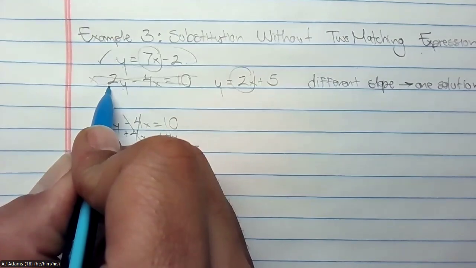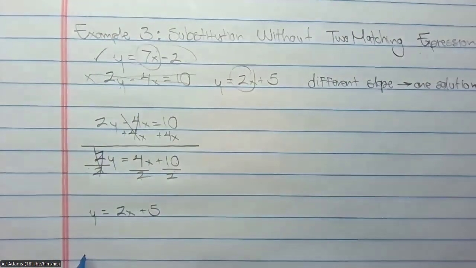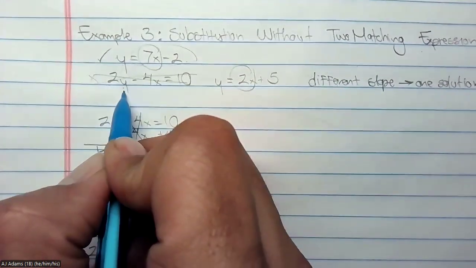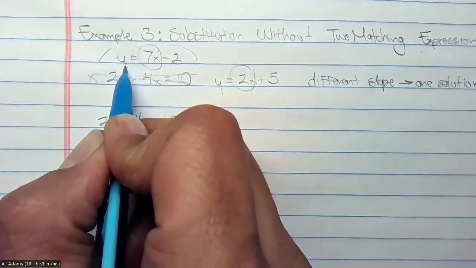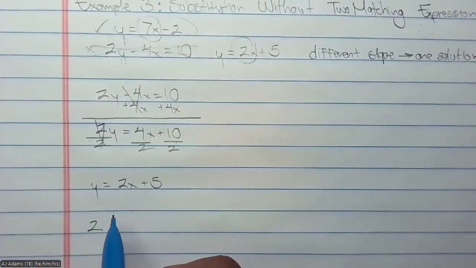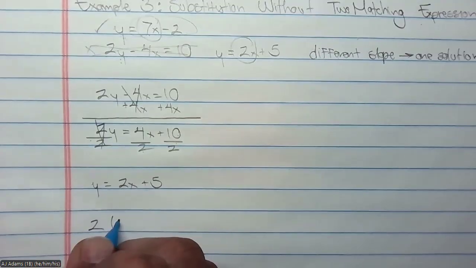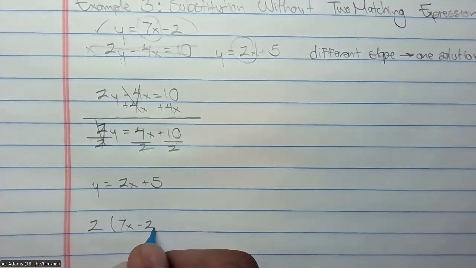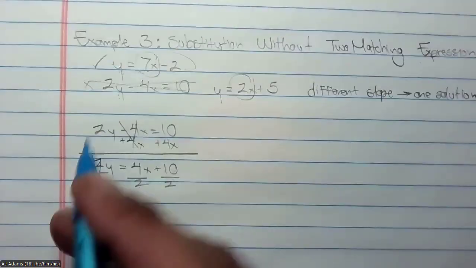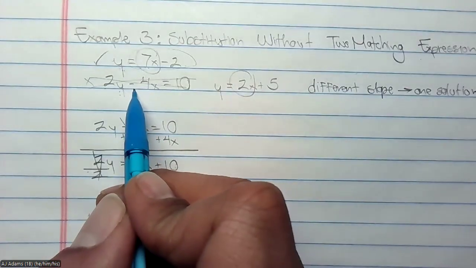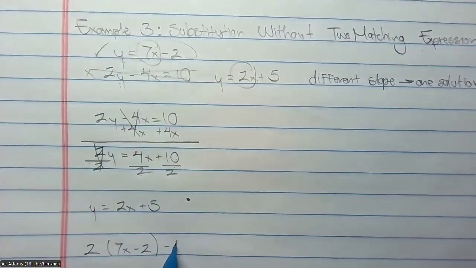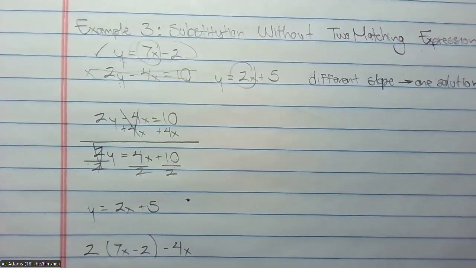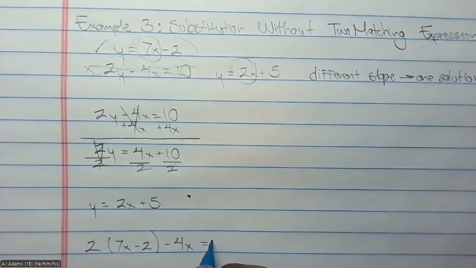So we have 2y. So we have 2, and where we see y, we're going to replace it. We're going to substitute it with this expression. So we have 2 times 7x minus 2. And then we're going to continue with the rest of the equation. Minus 4x equals 10.